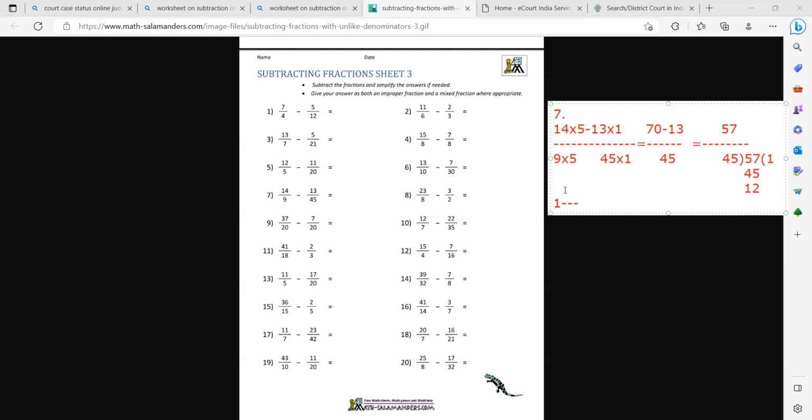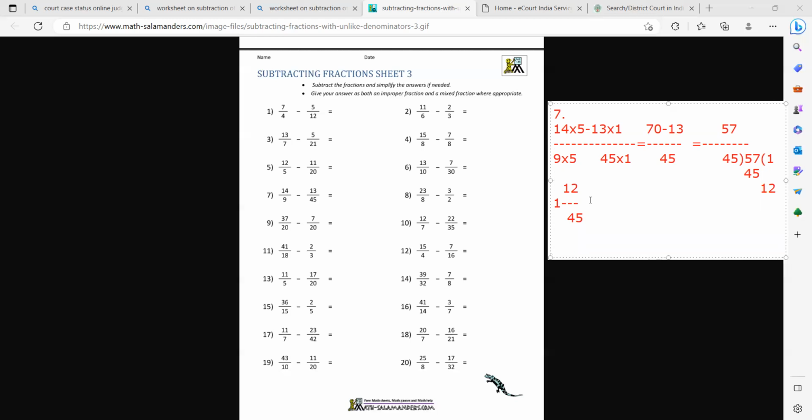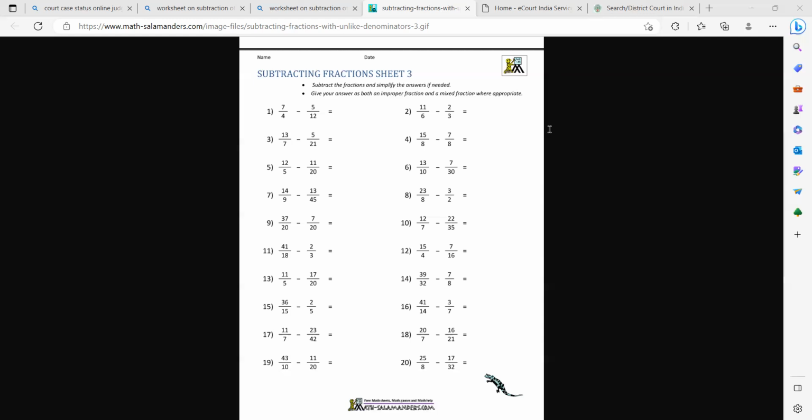See, both 12 and 45 can be divided by 3. So if we divide both 12 and 45 by 3, then what will be the answer coming? 12 divided by 3 is 4. And 45 divided by 3 is 15. So 1 whole 4 by 15 is the correct answer. 4 and 15 cannot be divided by the same number. So this is the correct answer. Number 7 is done. Now number 8. Pause my video, give your own answer, then check it with mine.